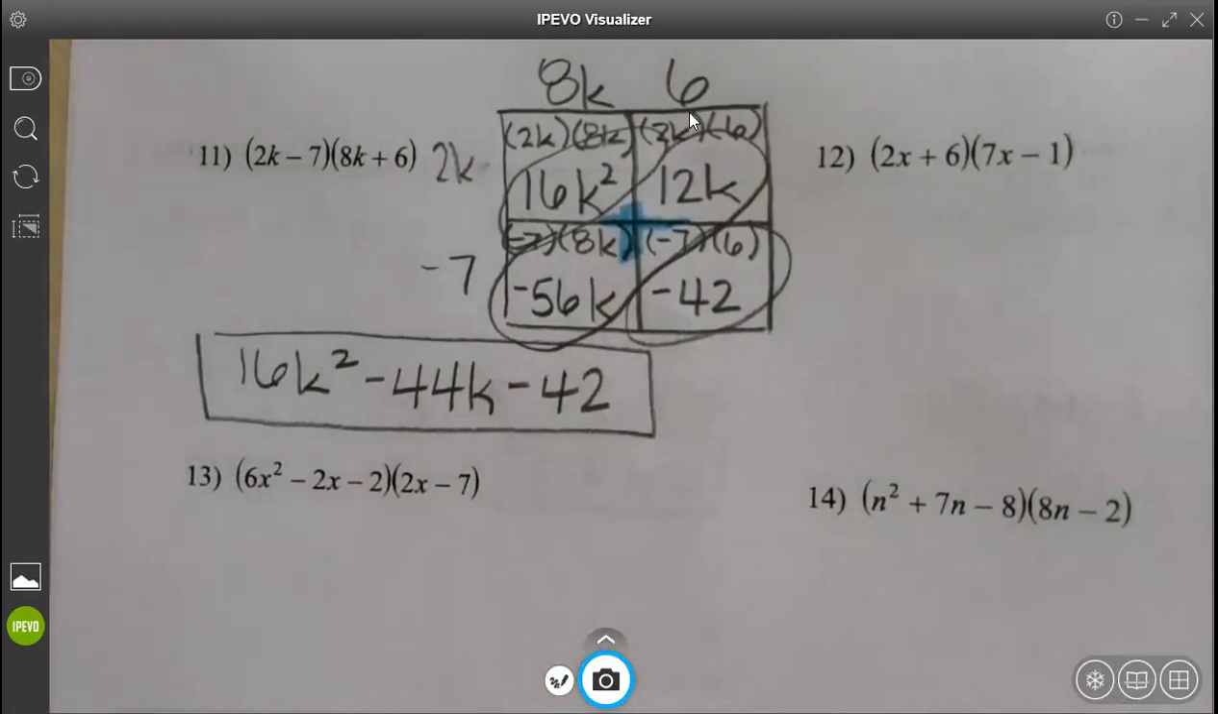All right, so I'm going to skip number 12 because we've done a bunch of those where it's 2 by 2. So let's go to a bigger one. Okay, I'm going to actually do number 19. So drop down to number 19 real fast.